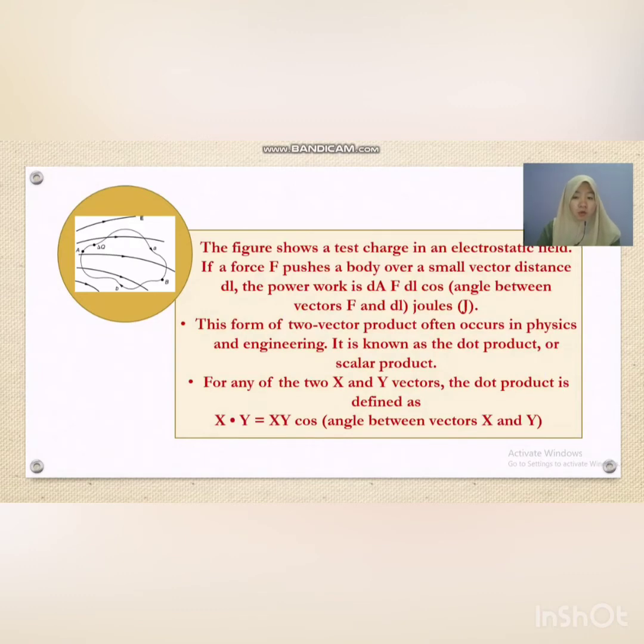The figure shows a test charge in an electrostatic field. If a force F pushes a body over a small vector distance dl, the work done is dW equals F dl cos of the angle between vectors F and dl. This form of two-vector product often occurs in physics and engineering. It is known as the dot product or the scalar product. For any two vectors x and y, the dot product is defined as x dot y, which equals xy cos of the angle between vectors x and y.